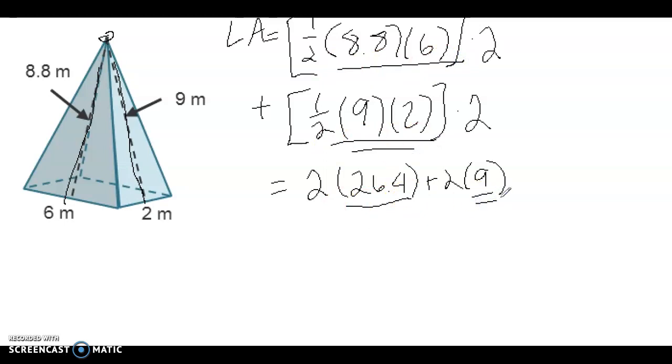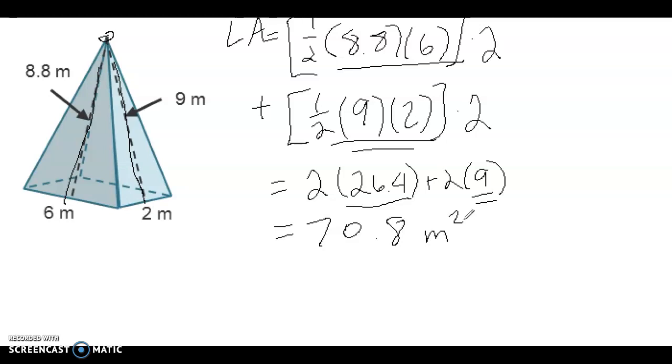Okay? So if I put that together, I end up with a lateral area of 70.8 meters squared. Okay? So that's how I would do this. I would just find each triangle face and use that to determine the total lateral area.